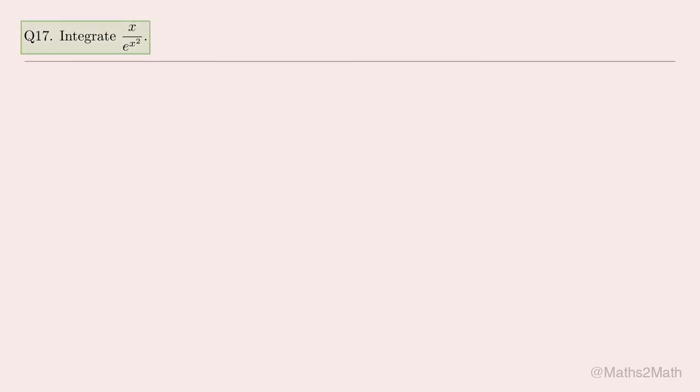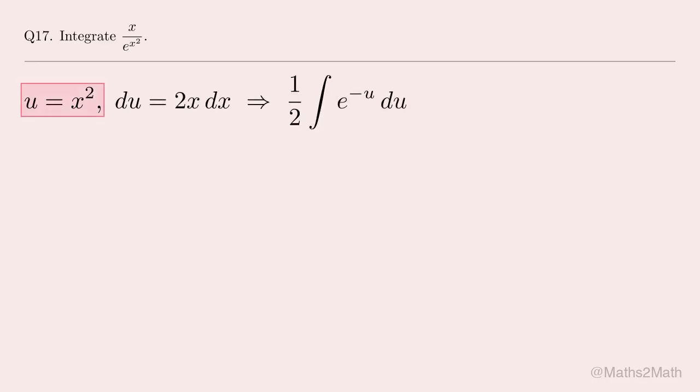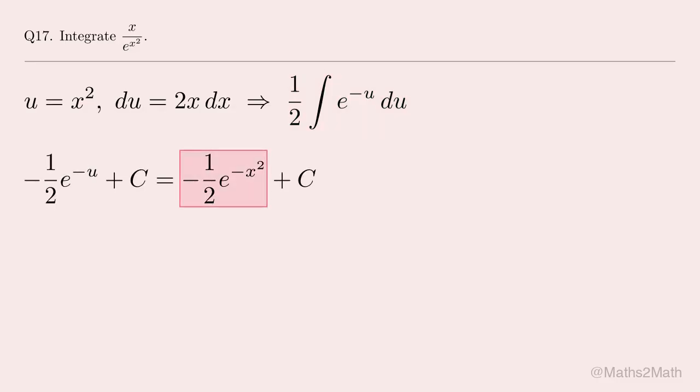Question 17. x times e to the minus x squared. The x is half the derivative of x squared. u equals x squared halves the integral of e to the minus u. Integrate the negative exponential.